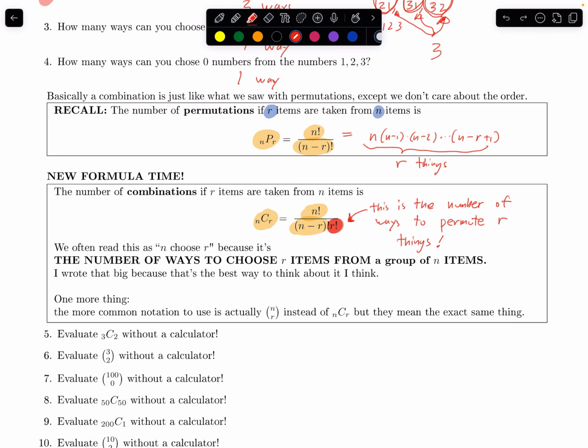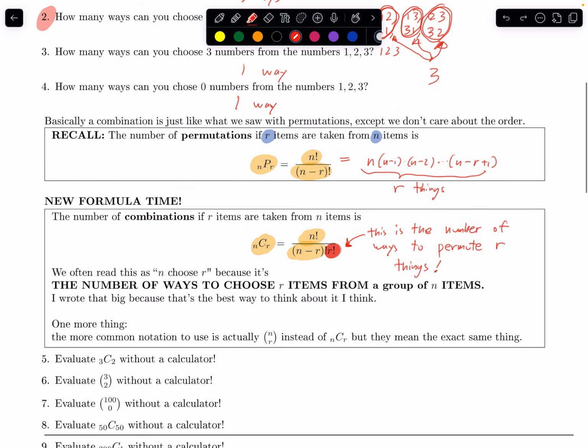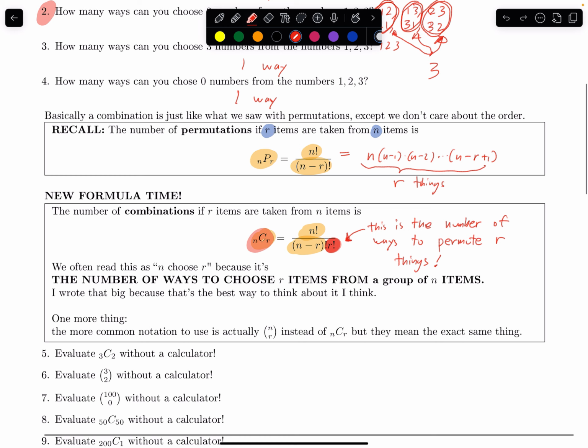Okay, long story short though, what do you really need to know? And I'm going to stop this video pretty soon. The main thing you need to know is what this whole thing represents. n choose r, nCr, represents the number of ways to choose r items from a group of n items.